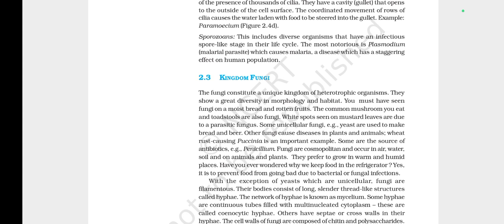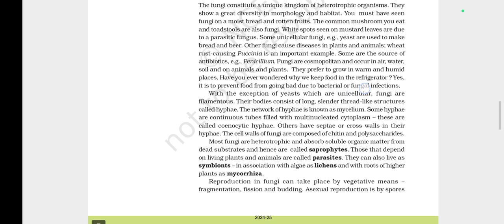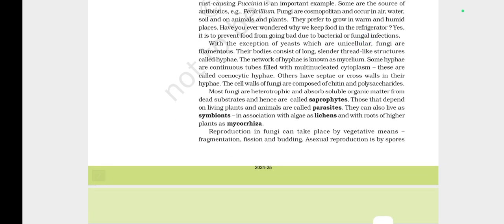Some unicellular fungi are used to make bread and beer. Other fungi cause diseases in plants and animals. Wheat rust caused by Puccinia is an important example. Some are a source of antibiotics, such as Penicillium. Fungi are cosmopolitan and occur in air, water, soil, and on animals and plants. They prefer to grow in humid places.